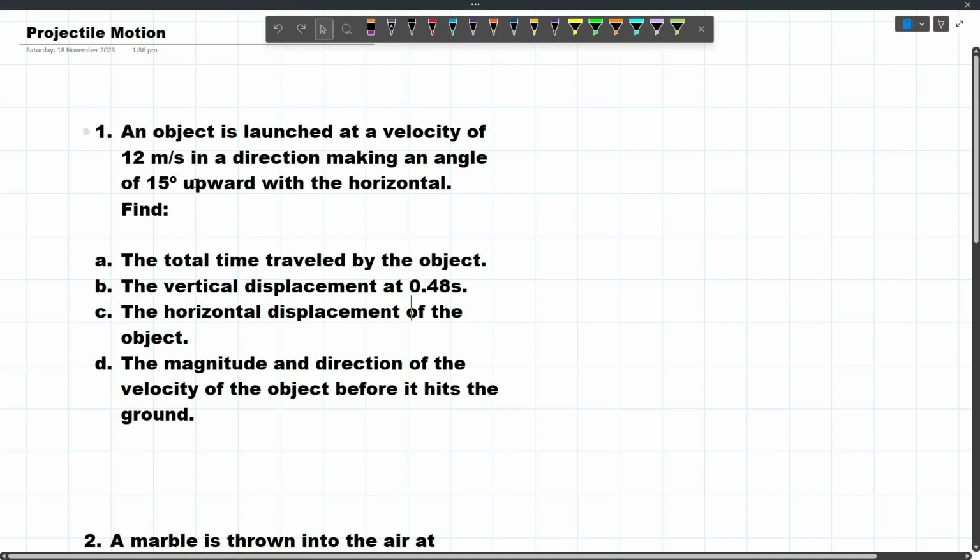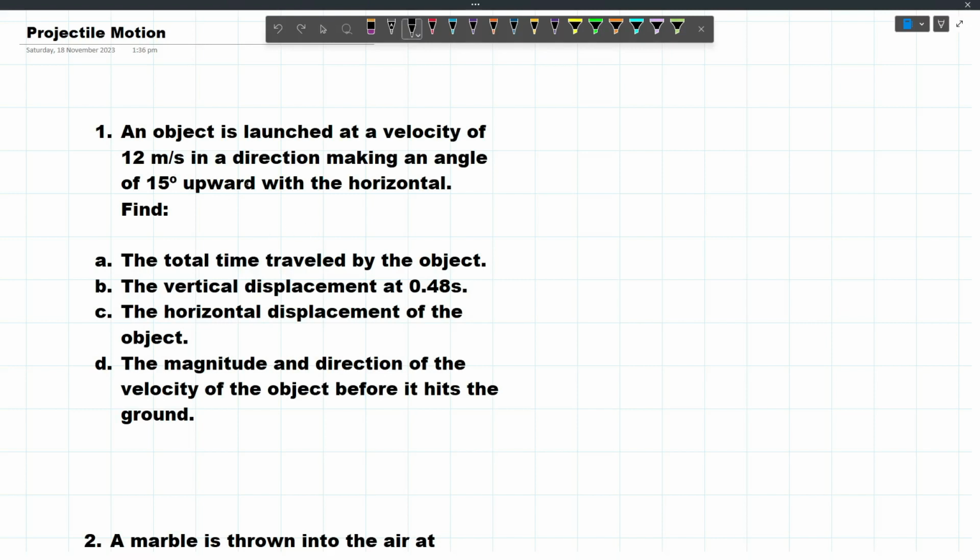And so let's write our given. An object is launched at a velocity of 12 meter per second. And then it makes an angle of 15 degrees upward with the horizontal. And so let's try to establish our x-axis and y-axis. Again, mao ni siya ang x-axis, kani ang y. Now, it is launched at an angle of 15 degrees upward from the horizontal.